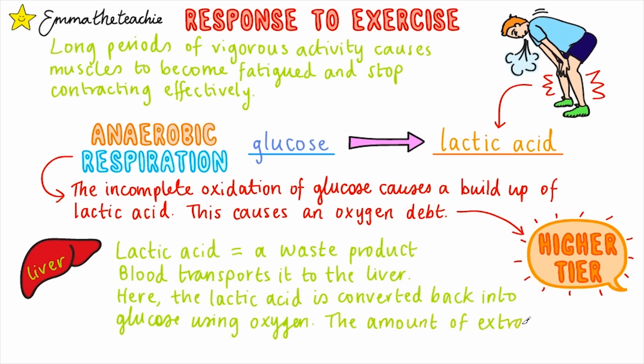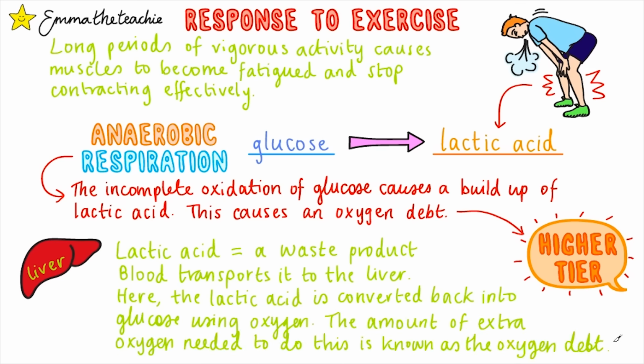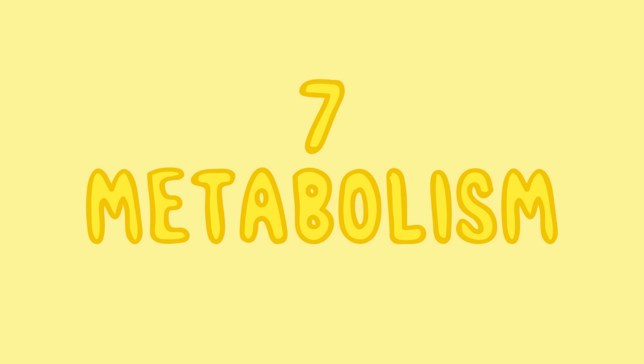The amount of extra oxygen needed to do this is called the oxygen debt. That's an important phrase to learn. This is the reason why we continue to breathe heavily and quickly after exercise. The body still requires a higher amount of oxygen to repay the oxygen debt and convert the lactic acid back into glucose.